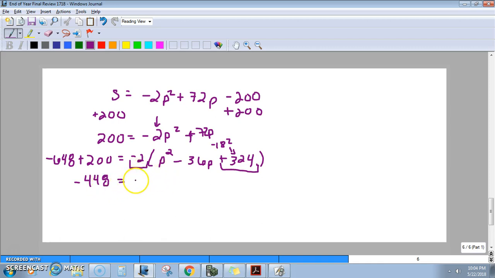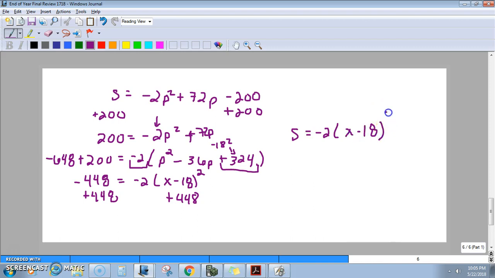So we have negative 448 is equal to negative 2 times, and now we're going to factor the statement that we have above. So the two numbers that add up to be negative 36 and multiply together to be positive 324 are negative 18. So we're going to have that squared. Cool. Now add 448 back to both sides. And we have s is equal to negative 2 times x minus 18 squared plus 448. Now it's in vertex form.